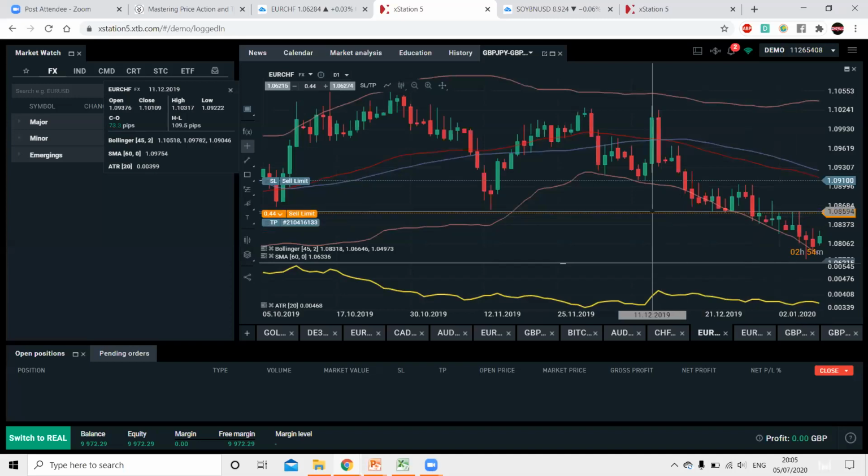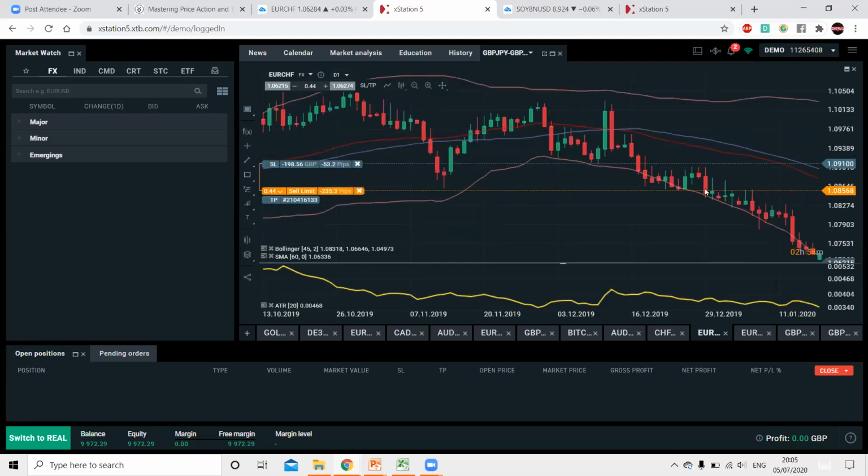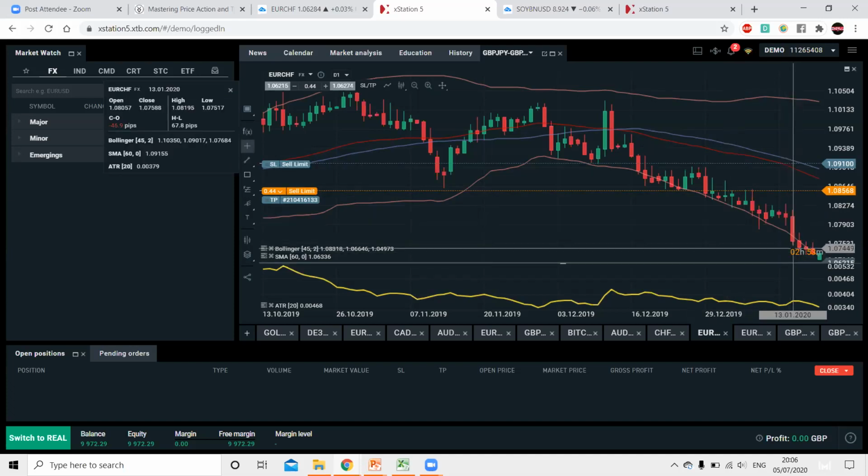So if we count on the chart, actually, we can scroll across. So you can see we got in on this day, so that's 1, 2, 3, 4, 5, 6, 7, 8, 9, 10, 11, 12, 13, 14. So you can see actually we'd be closing on the 13th of January here.